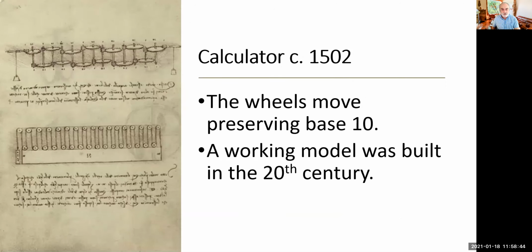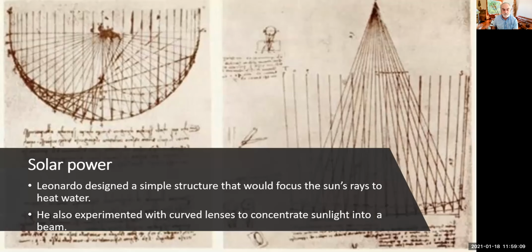So the calculator, again, around the beginning of the 16th century, he is sketching a calculator, a metal, geared-up calculator, where every time the first one hits 10, the other one moves one, and he can do that out to a whole bunch of decimals. And, you know, he's designing a computer, no biggie.